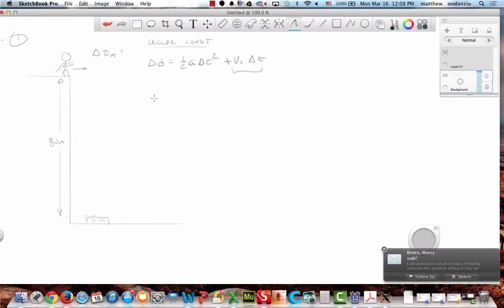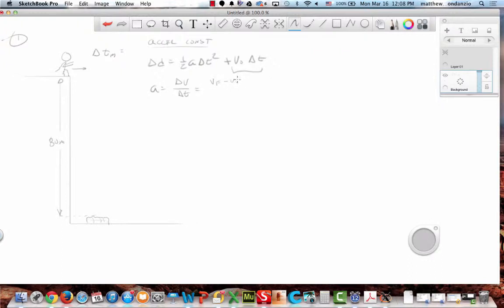What's my other equation for constant acceleration? Acceleration equals change in velocity over change in time. Yeah, change of velocity over change in time. And this is really what? How do I break delta V down?